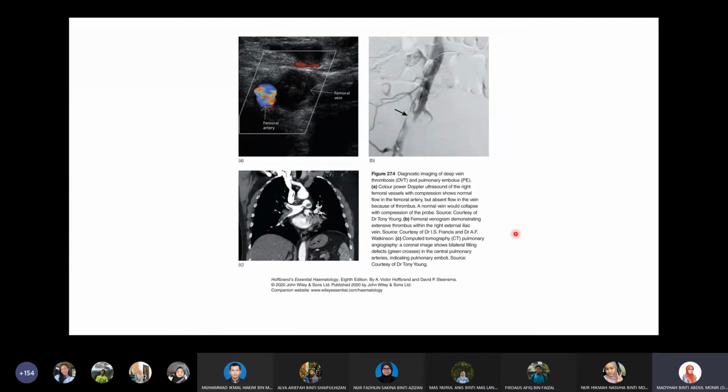Mainly, clinical suspicion. To exclude, you do the D-dimer, followed by imaging, which includes either ultrasound, venogram, or even CT scan.